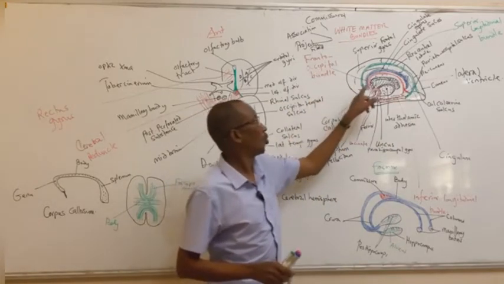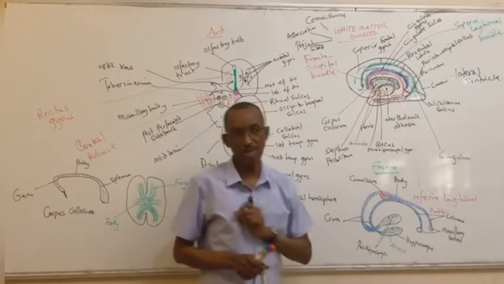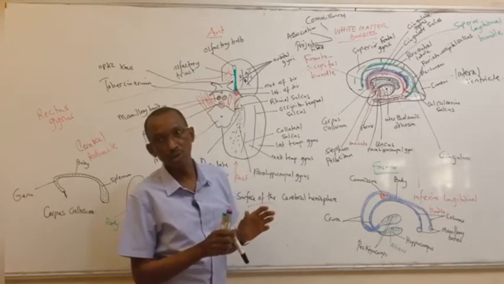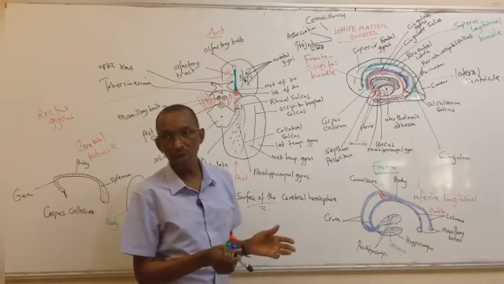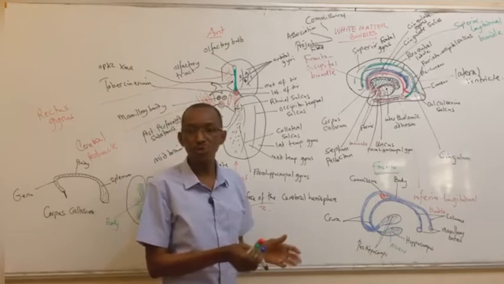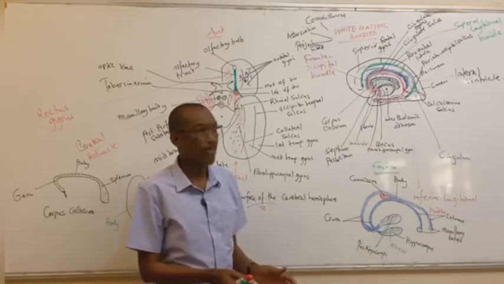This is also long association fibers. So now how many long association fibers do we know now? 3. Superior longitudinal bundle, cingulum, and the fronto-occipital bundle.